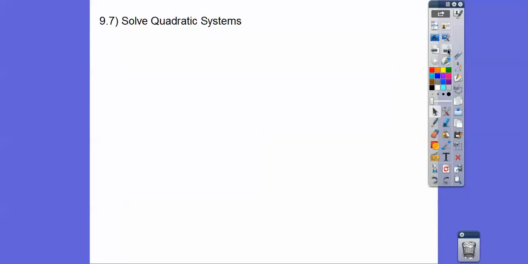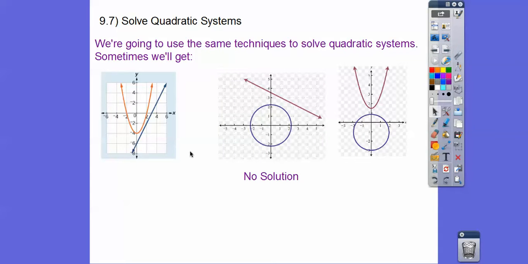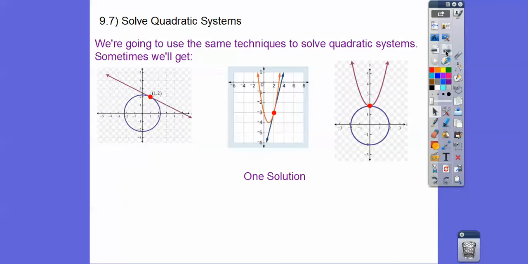When we solve quadratic systems, just think of the conics. We had ellipses, hyperbolas, and parabolas, and they can sometimes intersect. You can get one solution, two solutions. We're going to be using the same techniques that we just did in that board problem. Sometimes we'll get no solutions, and you might have a picture like a parabola and a line that don't intersect, or a circle and a line, or a parabola and a circle not intersecting, or two ellipses not intersecting, or even an ellipse and a hyperbola not intersecting, so there'd be no solution.